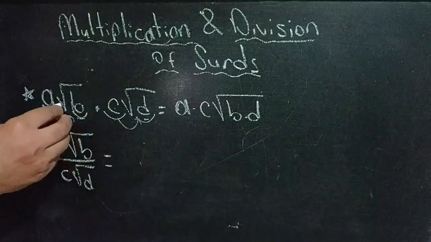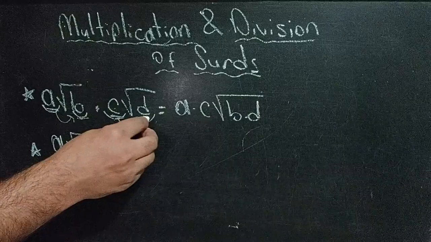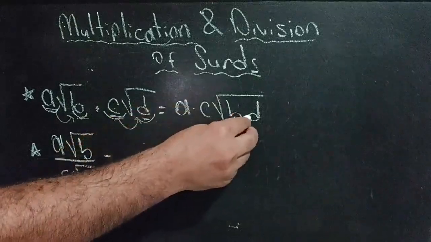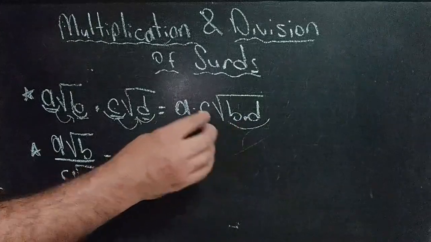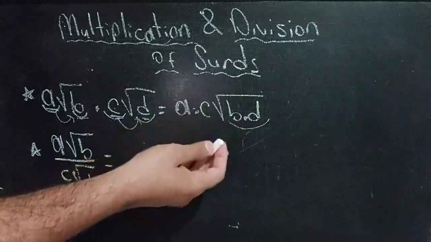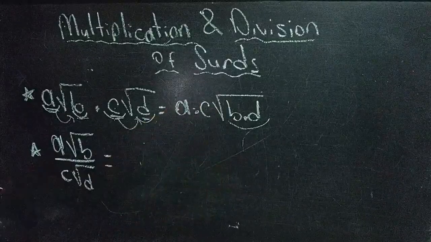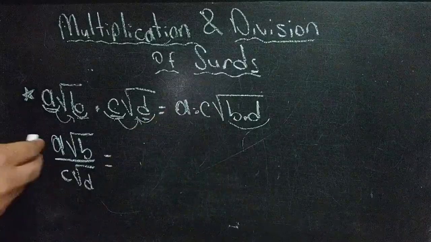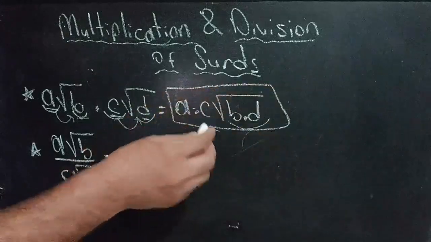So now, as we said, outside times outside, inside times inside, and then you will try to take this result, anything you got there, out of the surd as a whole number. So basically that's going to give you the result.